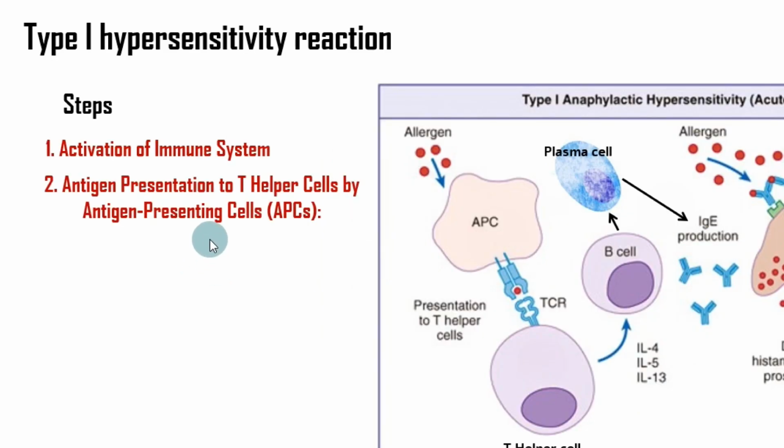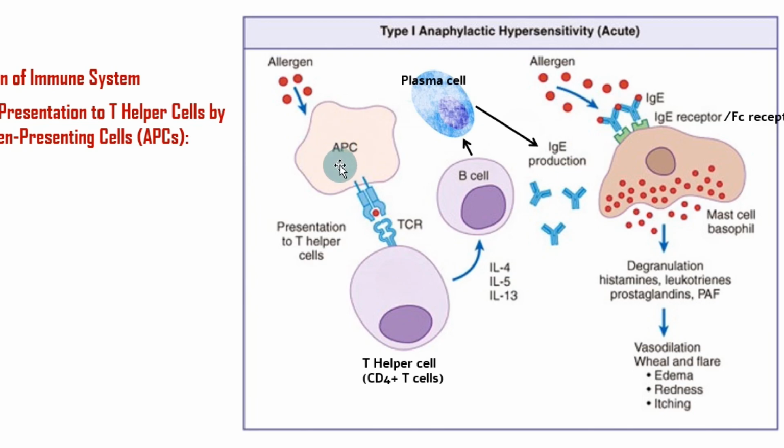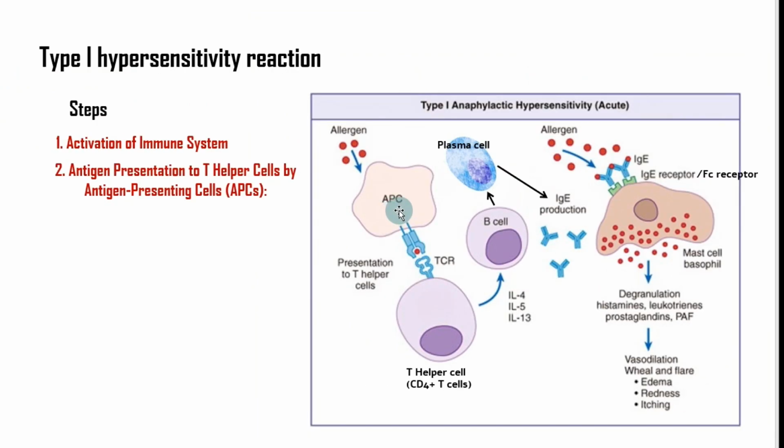The next step is antigen presentation to T helper cells by antigen-presenting cells, or APCs. Now, this is an example of an APC here, an antigen-presenting cell. This could well be a dendritic cell or a macrophage, which come into play in this step. Now, these APCs, or dendritic cells in this case, are found in the skin, lymph nodes, spleen, tonsils. They're also found in the mucosal surfaces such as the lining of the respiratory tract, gastrointestinal tract, and genitourinary tract.